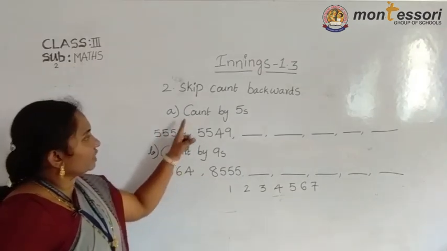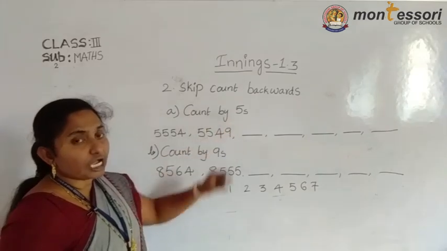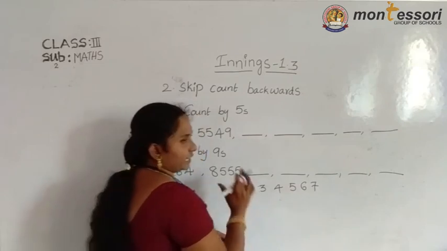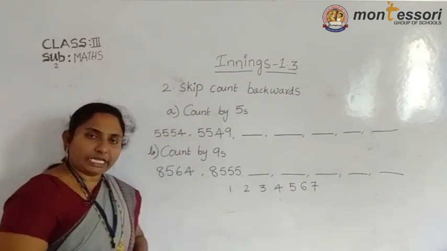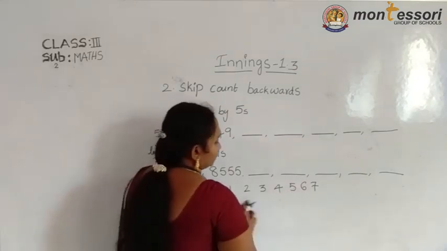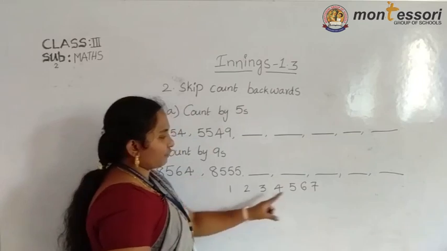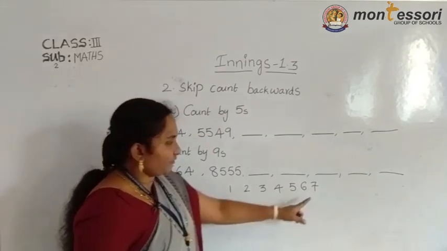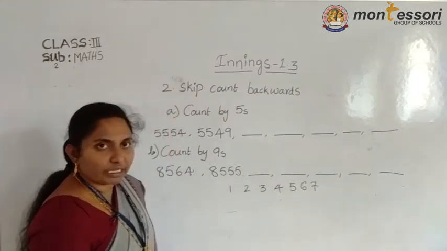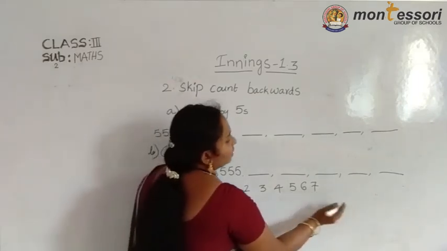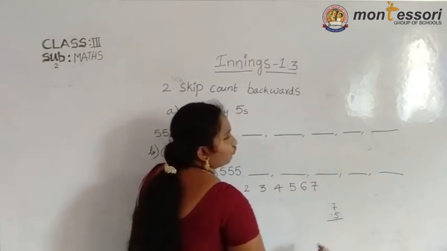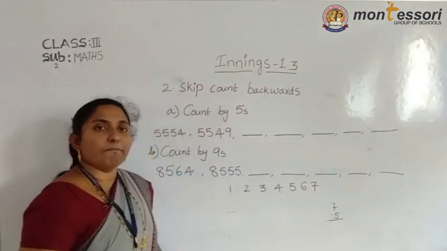Now here they have given count by 5s. For example, this is a 1 digit number. First I am explaining the 1 digit number; if we understand it clearly, then we will go to the 4 digit number. How many numbers are there here? 7 numbers. In this 7 I am taking count by 5s, backward number. So I take the number 7 and do subtraction with minus 5. Backward numbers means minus.